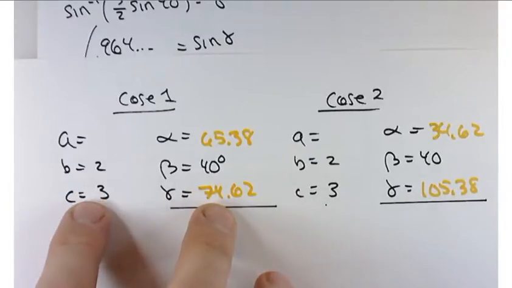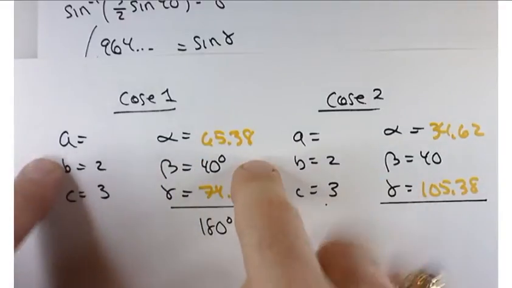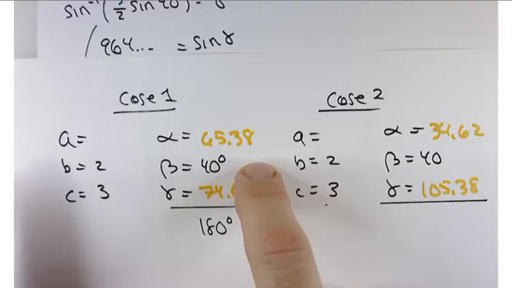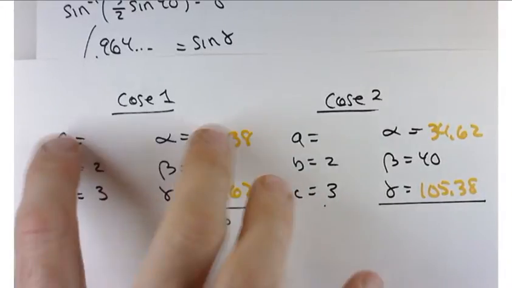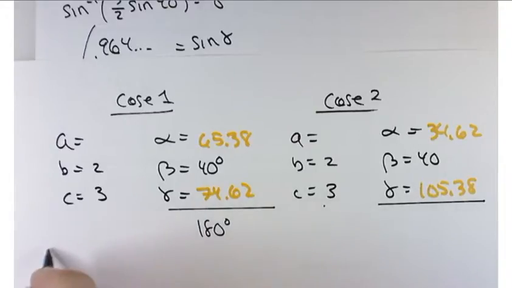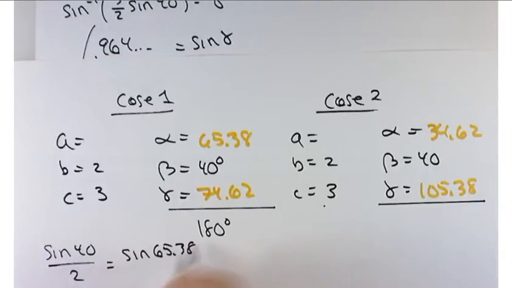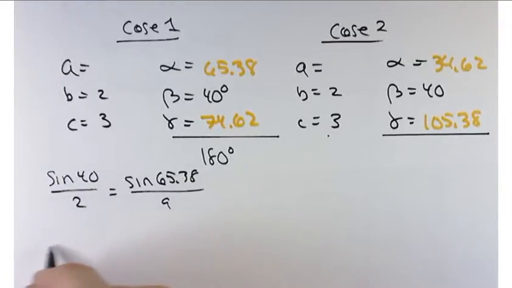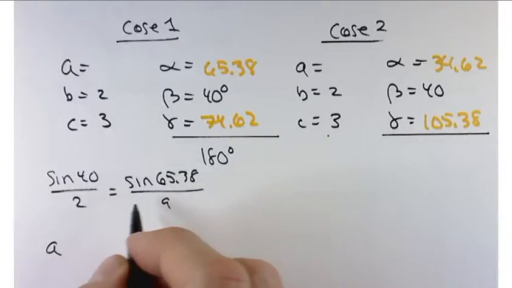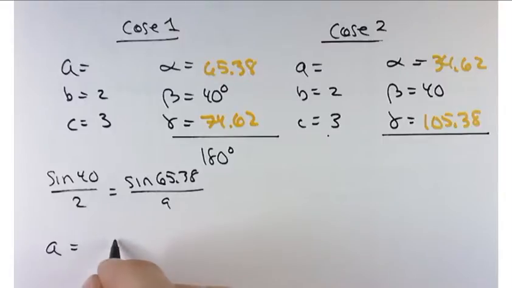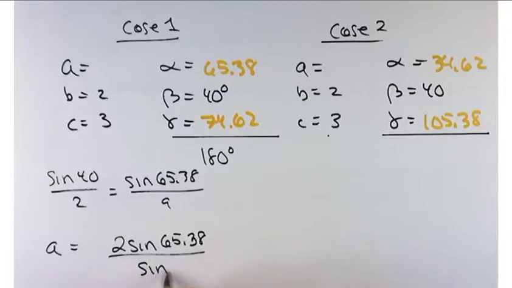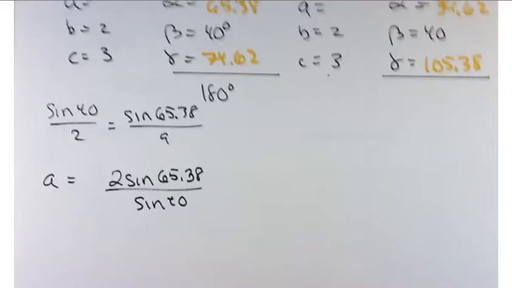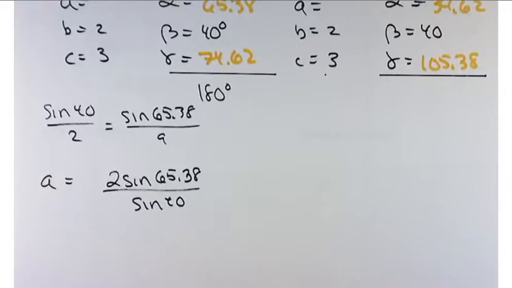Okay, so we've got a known angle on opposite side. Actually, we have two known angles on opposite side pairs. I would go with this one because these were the numbers that were given. They're not rounded like these are. So let's use this and this to calculate the first one. So it's going to be sine of 40 divided by 2 equals sine of 65.38 divided by A. If you don't mind, I'm going to hurry this up. Cross multiply and then divide is going to be A equals 2 times the sine of 65.38 divided by the sine of 40. So that's one possibility. Let's see how that one shakes out.